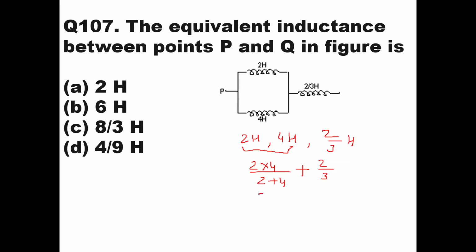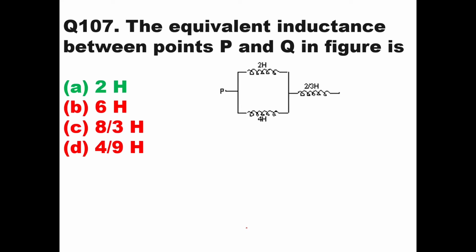So this is 8 upon 6 plus 2 by 3. If you take the LCM as 6, this will be 8 plus 2 into 2 is 4, so this is nothing but 12 upon 6. 6 twos are 12, so this is 2. So this will be 2 henries. Okay. So the answer is 2 henries. The equivalent inductance between points P and Q will be 2 henries. So option A will be the right one, 2 henries. Okay. Then we'll go to the next question.